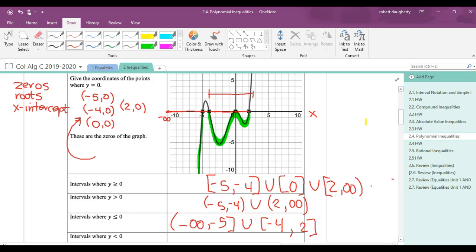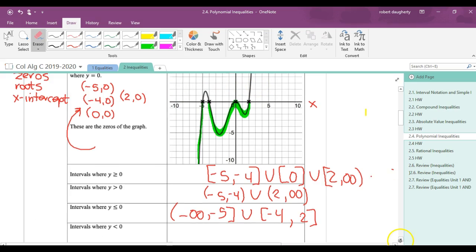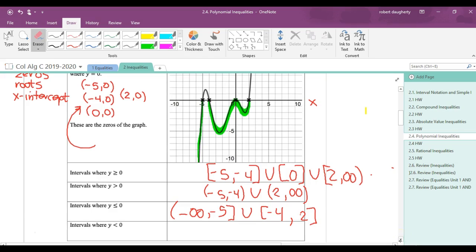Okay, so these intervals are always on the x-axis. Now, how does it change? How does this problem change if instead of asking for less than or equal to, I ask for only less than? Okay, so let's look at this same problem. Where am I less than 0? Okay, so start over here. If I start over here at -infinity, is my graph below the axis? Yeah, so I'm less than 0 until I get to -5.